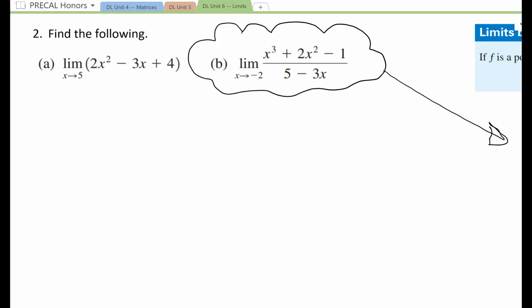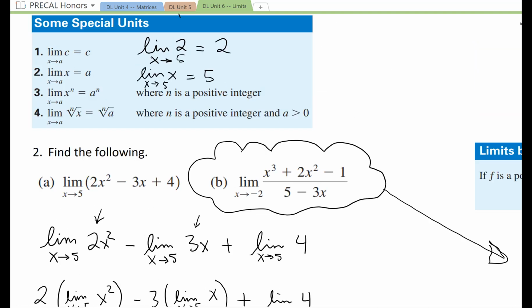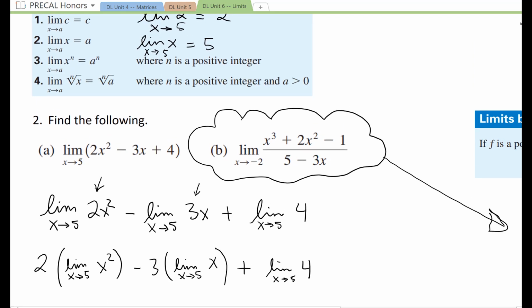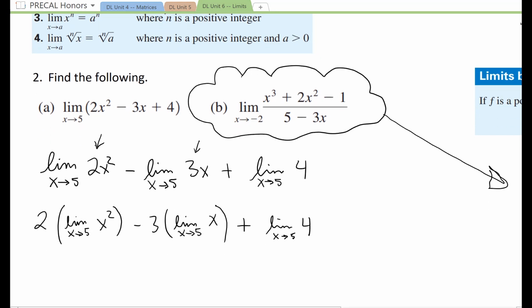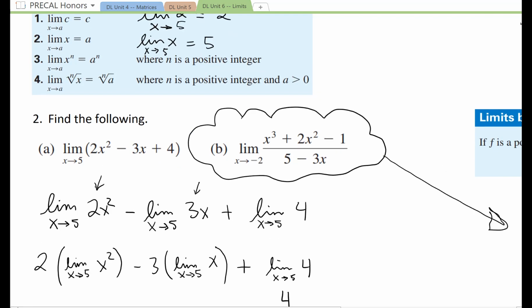The limit of, we have some subtraction and addition, so I will separate the limits. I see a constant here with the 2 and a constant being multiplied by the variable here, the 3. So let's bring those to the front of those limits. Looking at the special limits that we talked about before, the limit of a constant, no matter what x is approaching, is simply that constant. So the limit of 4 as x approaches 5 is 4. The limit of x as x approaches a is a.